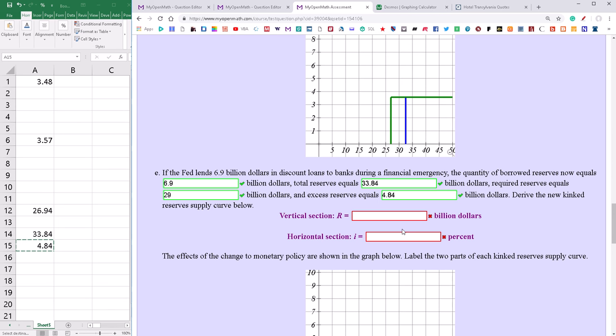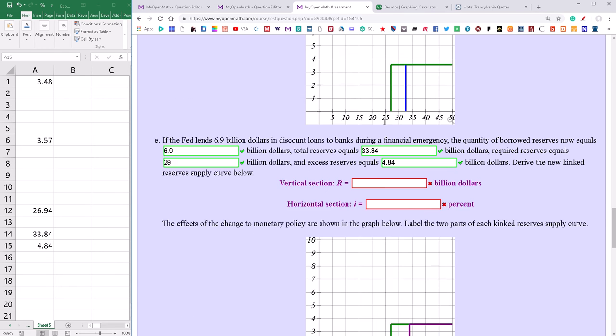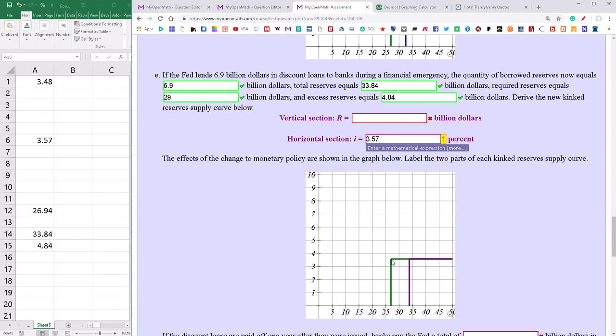So what happened to our supply curve? Well, we haven't done anything to the discount rate, our price ceiling. So the horizontal section of the curve is still at 3.57, right? But the vertical section is now 33.84. Okay, because total reserves increased to 33.84, right about there. So this is what reserves were before the Fed made these discount loans. This is what reserves are now after those discount loans, and that difference is $6.9 billion. Okay, so let's go ahead and enter.